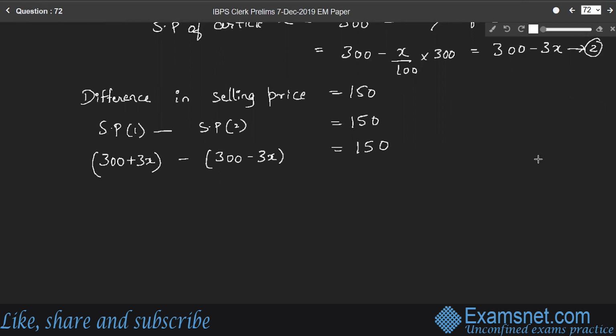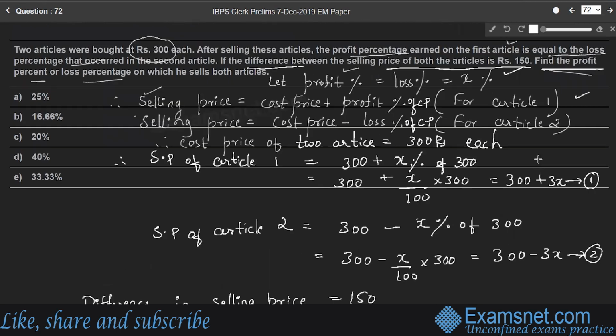So here, 300 minus 300 will get cancelled. 3x plus 3x becomes 6x is equal to 150. So x becomes 25%. According to our assumption, x is the profit percentage or loss percentage. Therefore, in the question, the profit percentage or loss percentage asked is 25%.